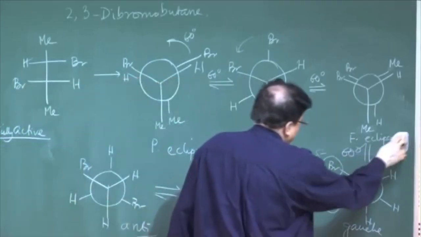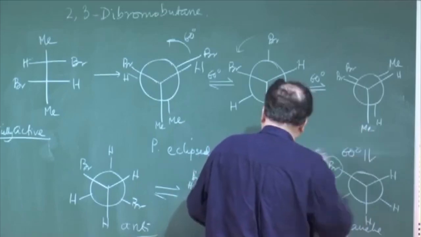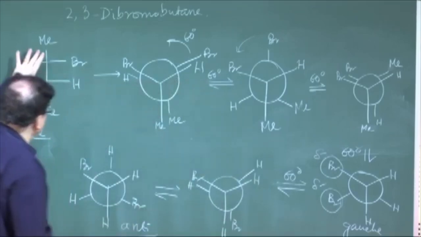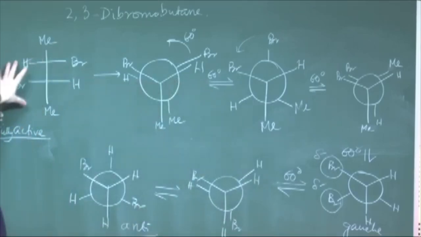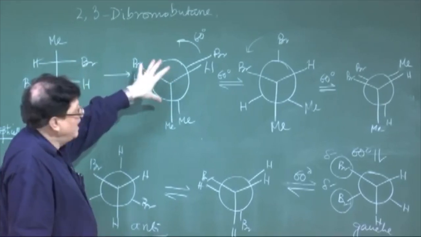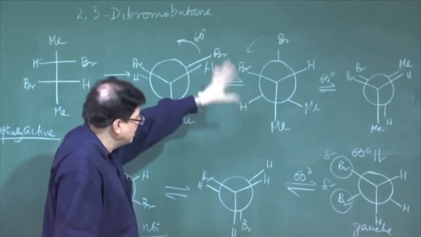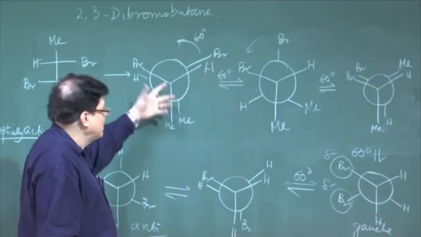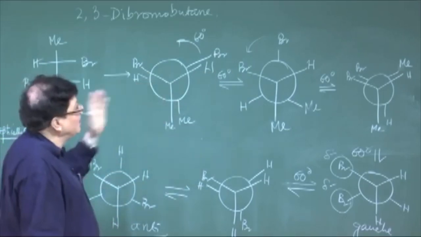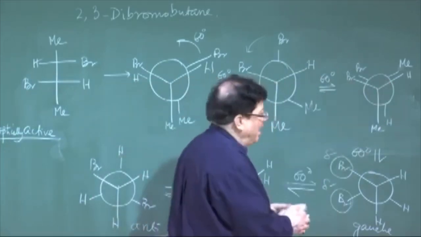So likewise, the names also you have to be careful. So better erase all these partially eclipsed. So we started with this 2,3-dibromobutane. We converted it into the Newman projection formula, and then we do a conformation analysis. We started rotating the back carbon in an anti-clockwise fashion by 60 degrees, and you can draw different conformers. Okay.